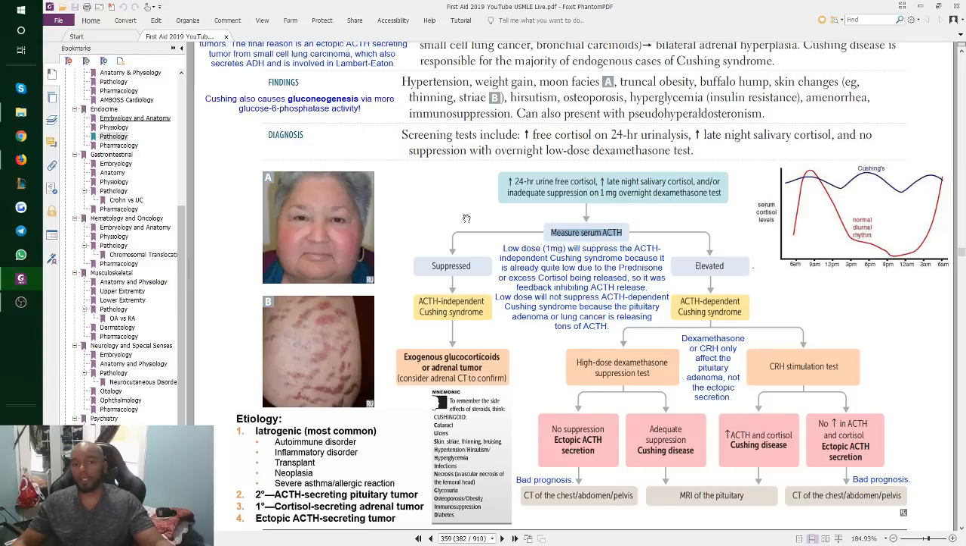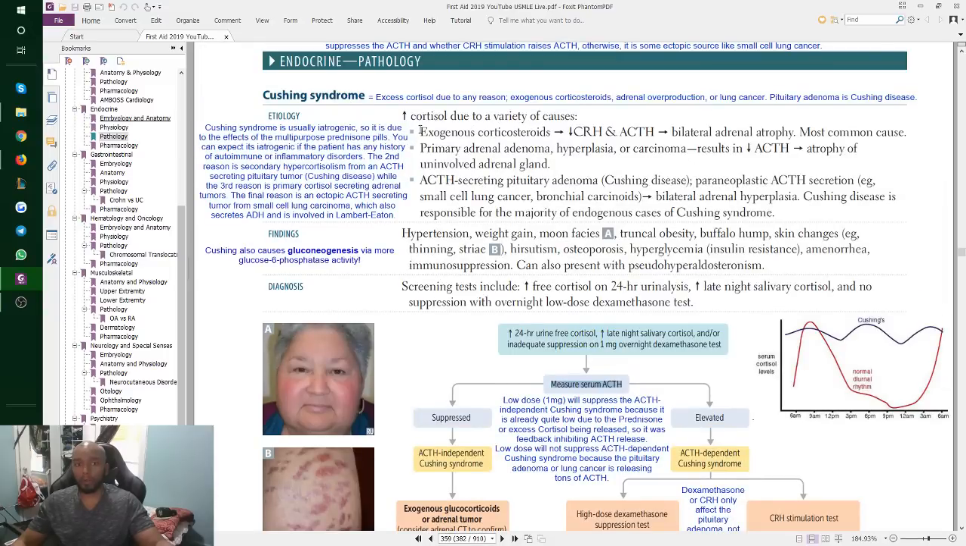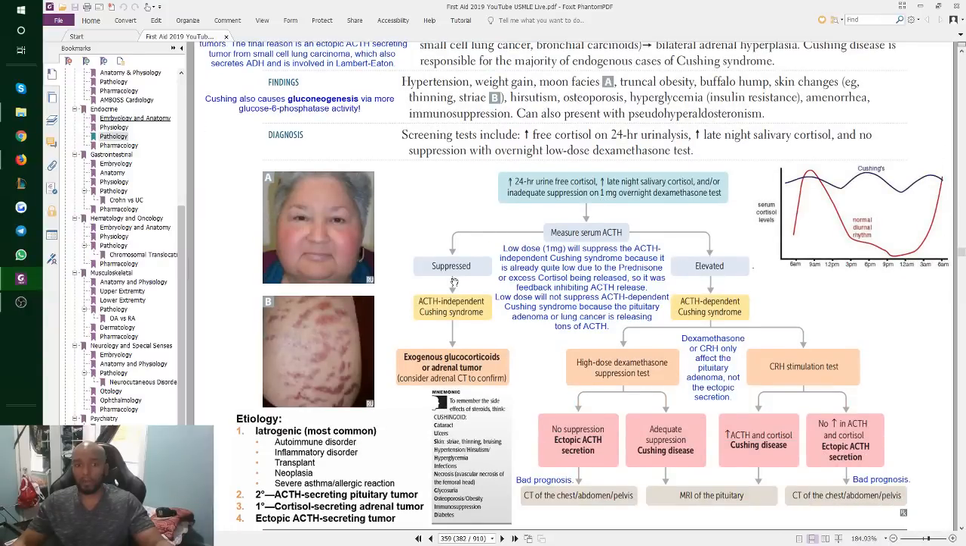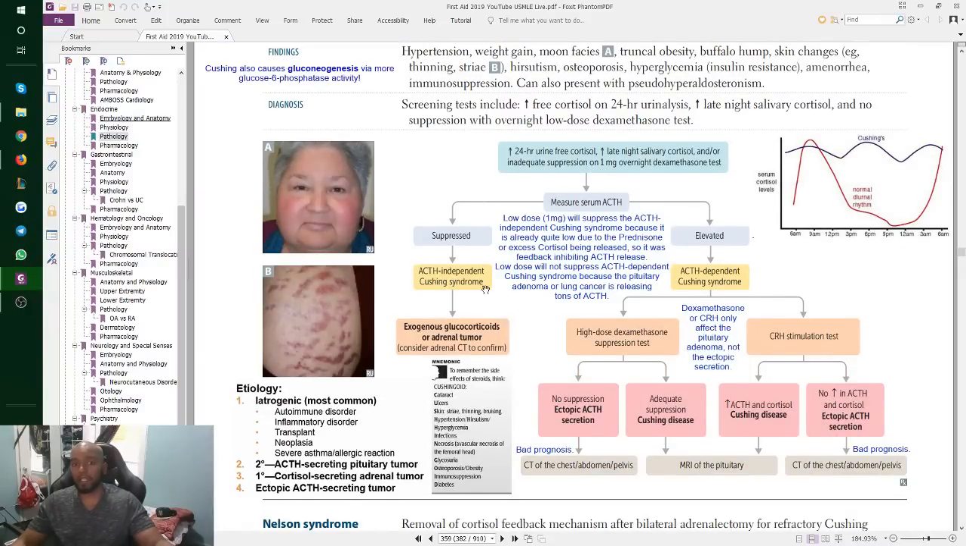When you check their ACTH, if their ACTH is low, then we're going to be dealing with one of these first two case scenarios up here. ACTH is very low, so that means it's an ACTH-independent Cushing syndrome. Someone is making a lot of cortisol regardless of how much ACTH is there. So it can either be exogenous corticosteroids, like we discussed, where the patient is taking prednisone, or it's an adrenal tumor. For some reason, the adrenal gland has cancer. It's just making a lot of cortisol all by itself.